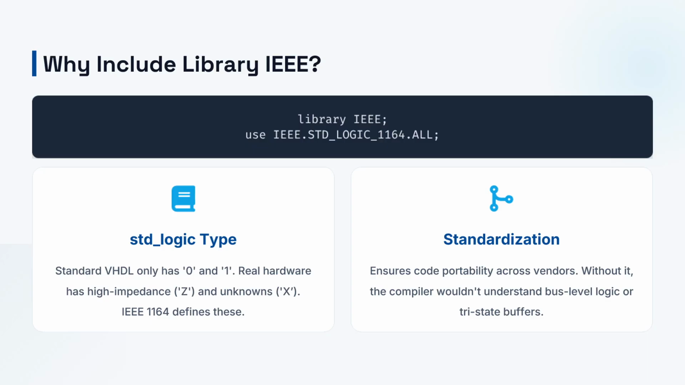What if two gates try to drive a wire to opposite states at the same time? That is an unknown conflict, represented by X. The IEEE library introduces the std_logic data type, which supports these states, allowing us to accurately simulate real physical circuits.